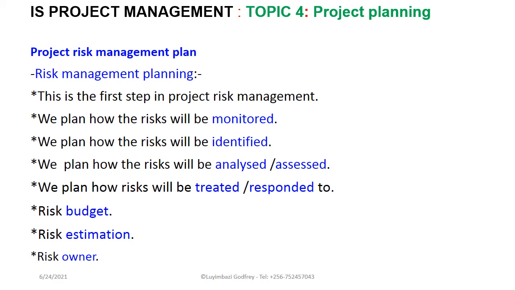We need to know who will be responsible for the various risks that may face the project, and risk management planning is the first step in the project risk management process. We plan how the risks will be monitored. We plan how the risks will be identified. After identifying each risk, we analyze it. We also plan how the risks will be analyzed, and we also come up with a risk treatment plan, how the risks that we have analyzed shall be treated in our project.